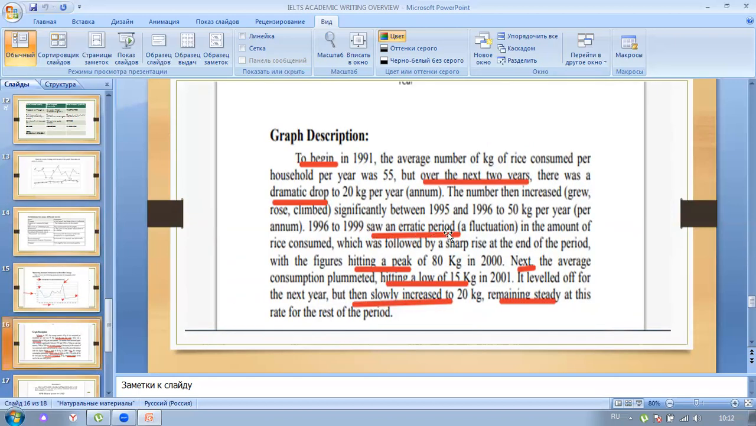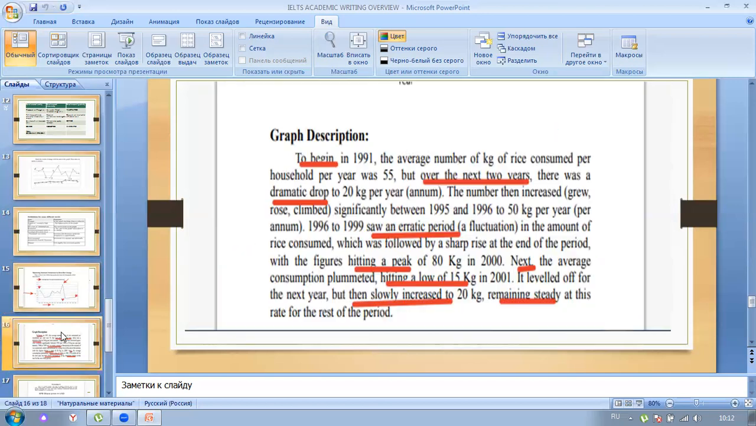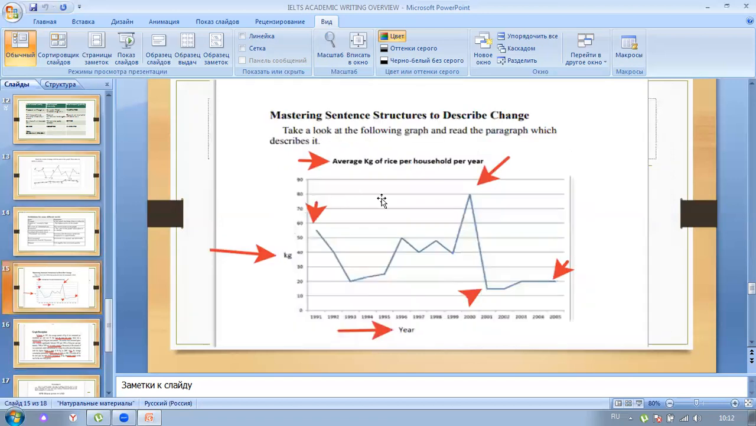This year saw an erratic period in the amount of rice consumed. Miqdorni aytmaylik, chunki hamma miqdorda 55, 56, 76 deb aytishimiz shart emas. Prosta aytamiz, erratic period bo'ldi. Which was followed, u davom etdi. Nima bilan davom etdi? By a sharp rise. Tez o'sib ketdi. Sharp rise. Okay. At the end of the period, with the figures hitting a peak. Peakga chiqdi. Buni miqdorini aytamiz, ya'ni 80 kilograms.